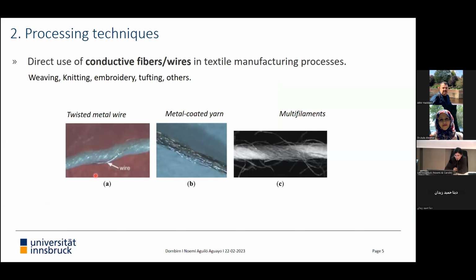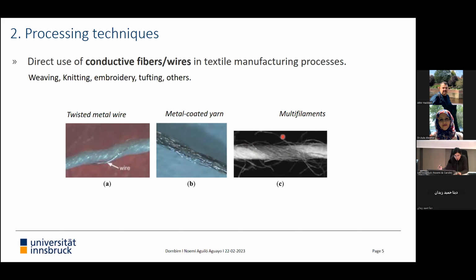We are saying that we can use directly conductive fibers or wires, metallic wires. Here you can see some examples of different wires and yarns. In the first picture, you can see a yarn where there is a twisted metal wire around the yarn. In the second picture, you can see an example of a metal coated yarn. And in the third picture, you can see another example of a yarn that contains multifilaments.